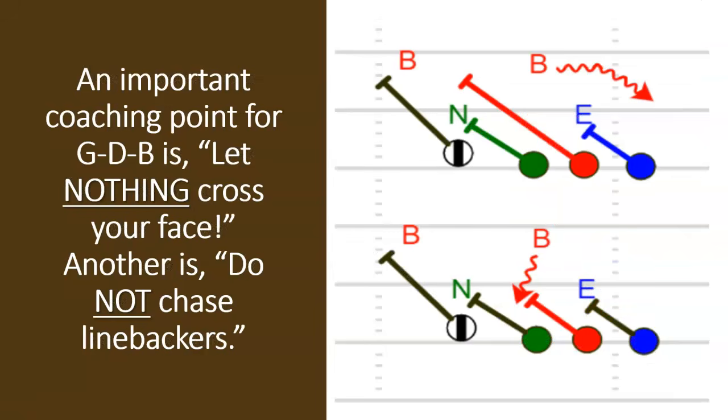An important coaching point for gap down backer, GDB, is let nothing cross your face. And another is do not chase linebackers. I even say don't chase anything. But look what I'm talking about right here. Look at the bottom one first. The red guy, his rule's gap down backer. Nobody in his gap, nobody down.